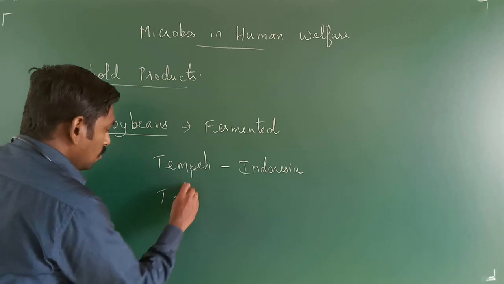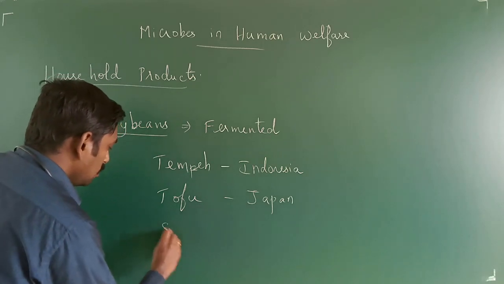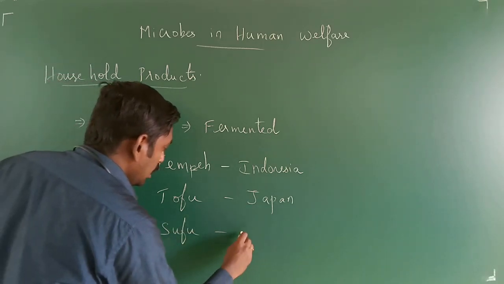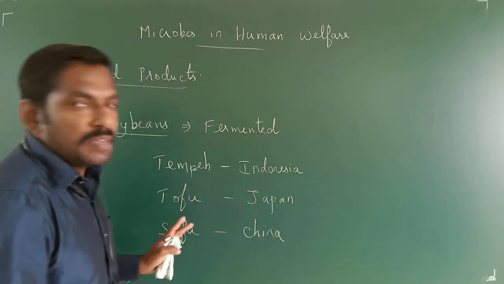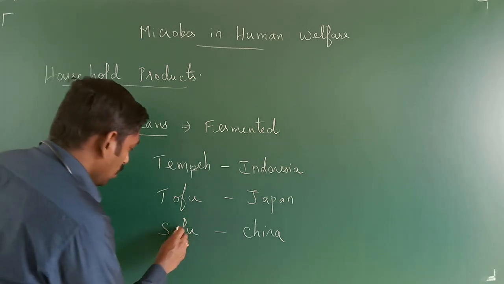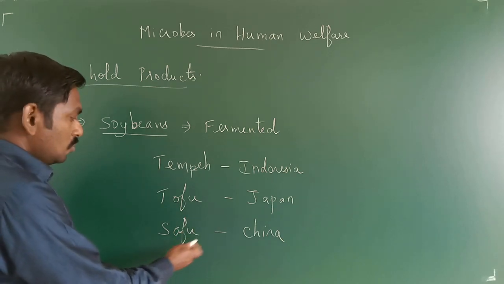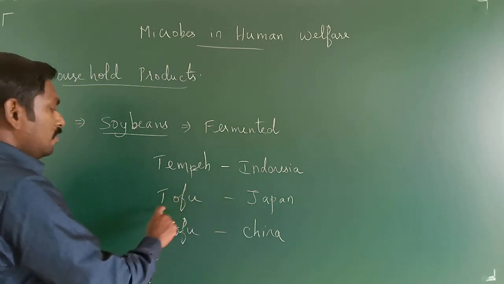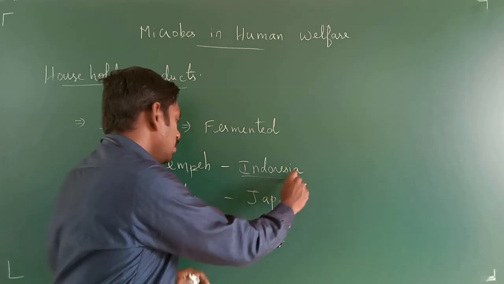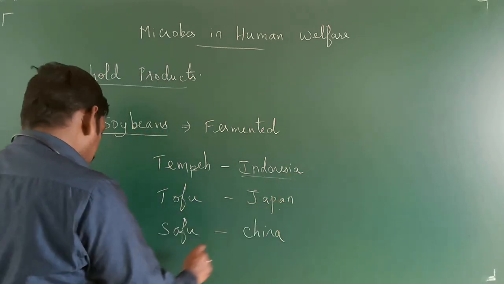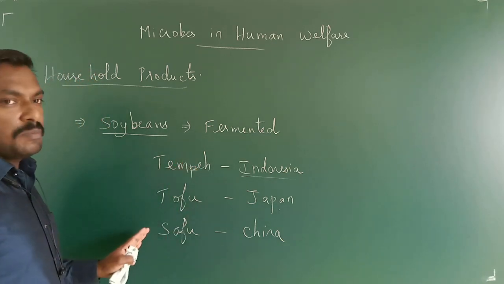It is called tofu in Japan, and sufu in China. Some call it sofu and some sufu. So you have tempeh in Indonesia, tofu in Japan, and sufu in China. These are the soybean products.